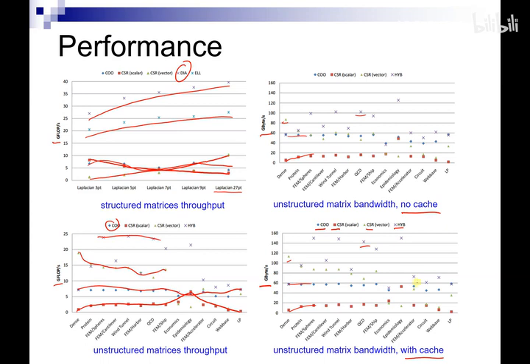Not on every single matrix, because for example over here for the hybrid format, you're still not getting much of an improvement. But there are matrices where you get a substantial improvement, like this FEM ship one. You're going from something like 90 to 120 something.